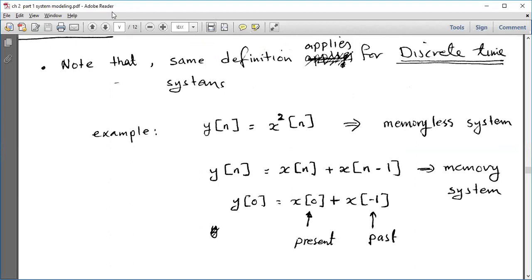Let's take an example. We have a squarer: y of n equals x of n squared, you take the square of the input. It is memoryless. Why? Because for any value of n, for example y of 2 equals x of 2 squared, it depends on the present value.